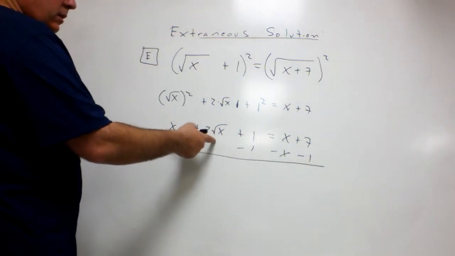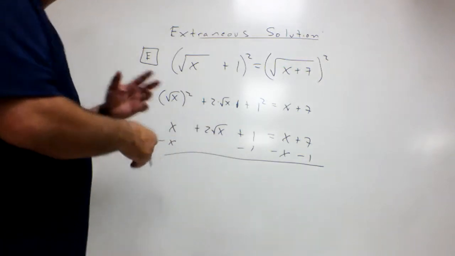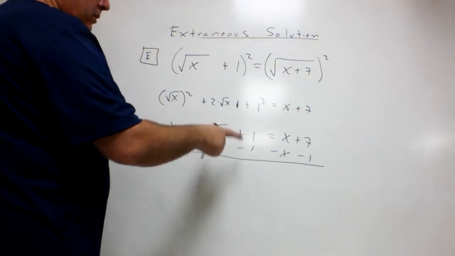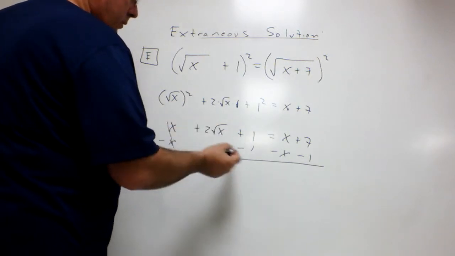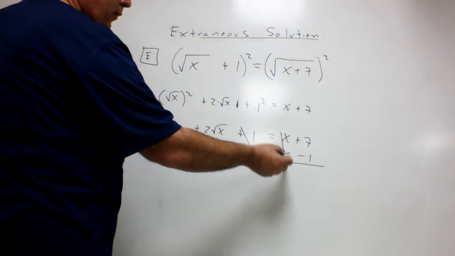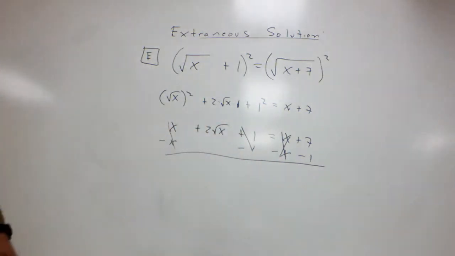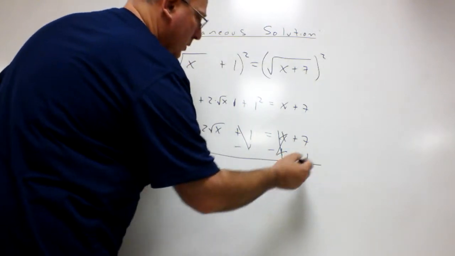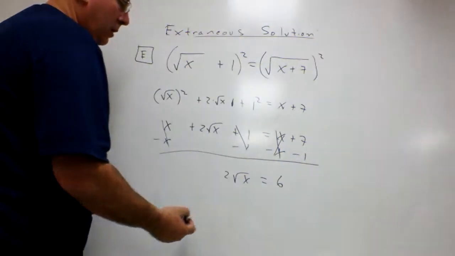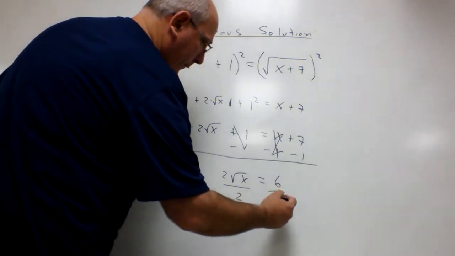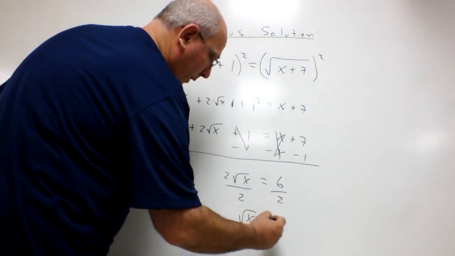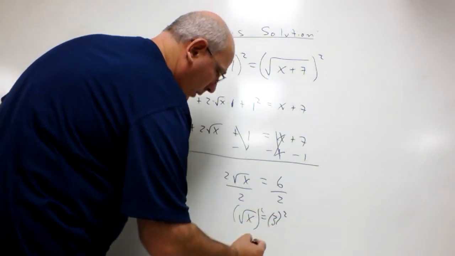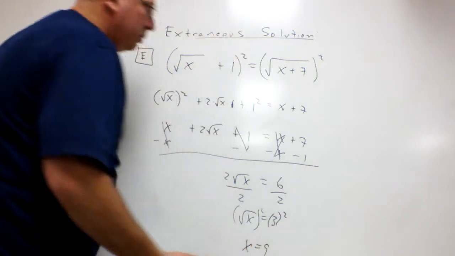I'm trying to isolate this square root so I can square it again to eliminate the square root in the answer. So that goes away, that goes away. Fortunately here, this x goes away, and we get 2 square roots of x equals 7 minus 1 is 6. And then we're going to divide by 2, and we get the square root of x is equal to 3. And now we can square both sides again, and we get x equals 9.